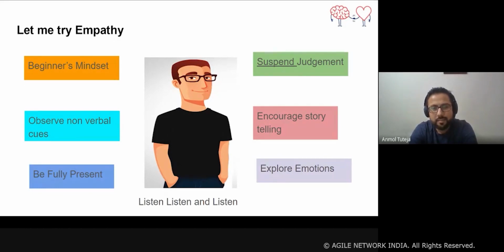And then encourage storytelling. Just ask the user to tell situations where things are happening, how they are happening, so that the user is able to tell you more about the problem that he's facing. And then lastly, explore all the emotion. Is he angry, sad? What type of feeling is he in?